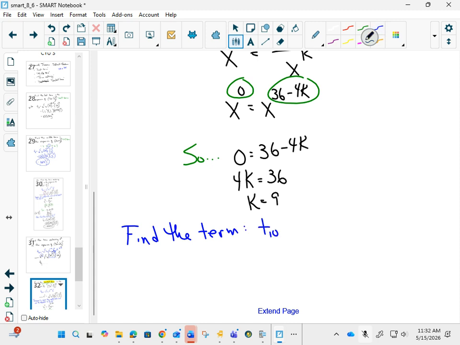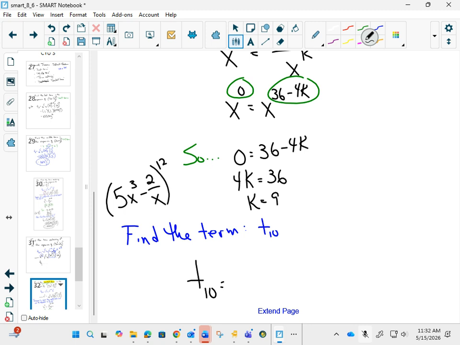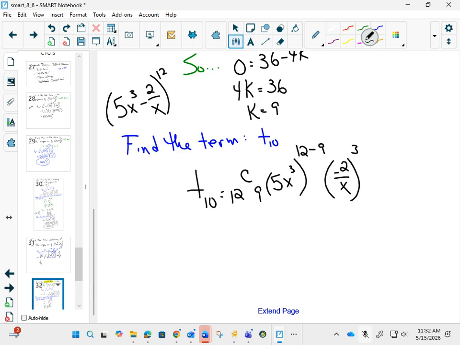And if k is 9, we need to find term 10. And if we didn't make a mistake, all of your x's should cancel out and you should get a constant term. So let's see if that happens. Term 10. Again, I'm going to rewrite the equation. It was 5x cubed minus 2 over x to the 12th. So n is 12. K was 9. 12 choose 9. A value is 5x cubed to the exponent of 12 minus 9. And the b value is negative 2 over x to the exponent of 3.